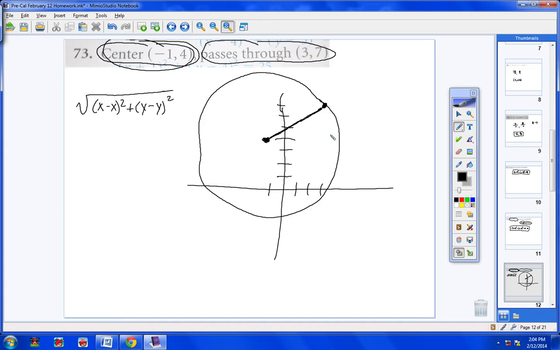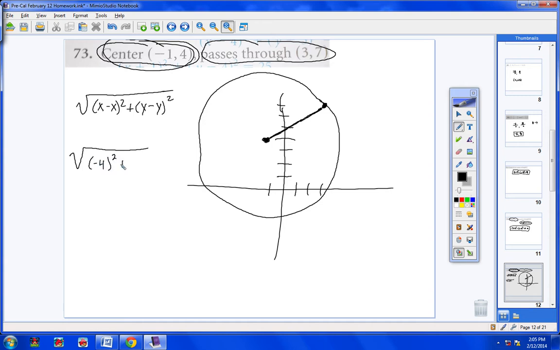So if I want to find the distance or the length of this line or the distance between these 2 points, then I use my distance formula. And this point right here is (-1, 4), and this point right here is (3, 7). So here we go. We can find the distance or the length of this line very quickly. So let's see, negative 1 minus 3 would give you a negative 4 squared.